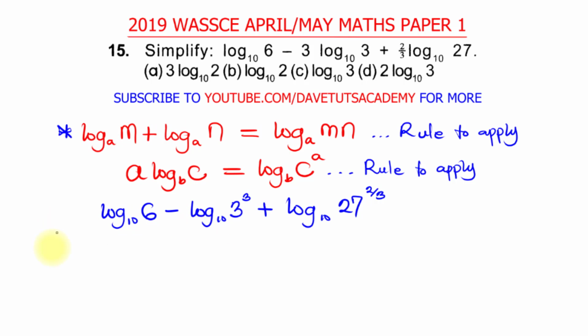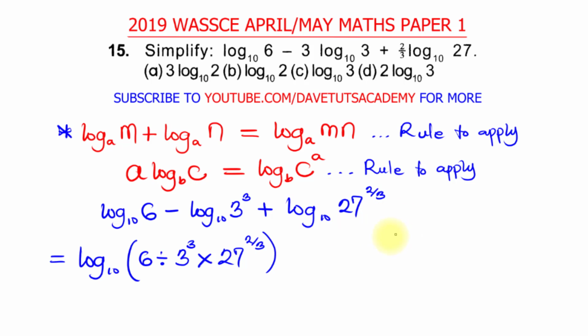And if we want to do that, we can now take a single log to base 10, then this will be 6 divided by 3 raised to power 3. The plus will become multiplication times 27 raised to power 2 over 3. Now this is the ideal thing that we need to do. We can now go ahead and try to solve for these particular expressions, 3 raised to power 3 and 27 raised to power 2 over 3.